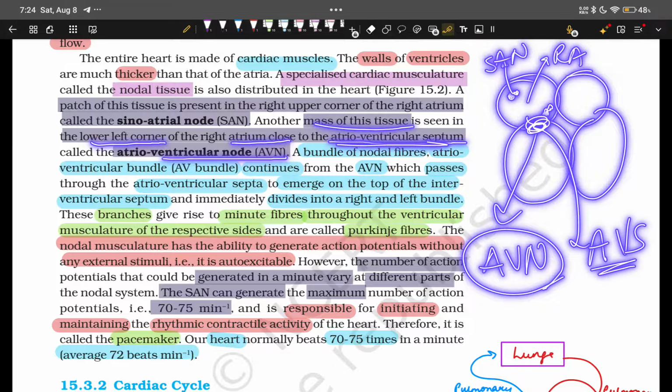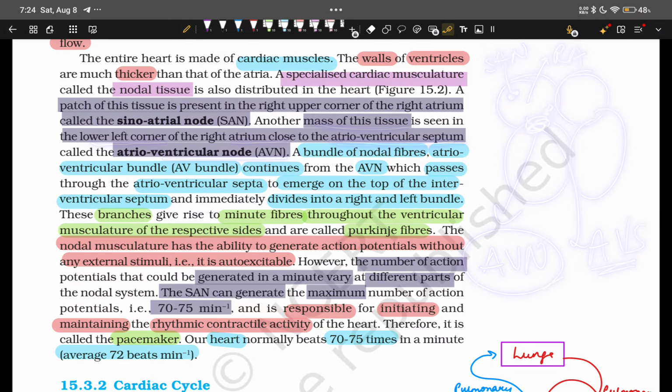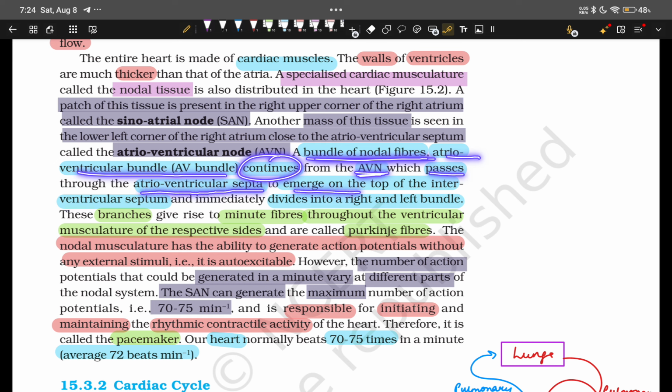You have to understand it's close to the AV septum. Now we have a bundle of nodal fibers, the atrioventricular bundle, continuing from the AV node, which passes through the AV septum and emerges on the top of the interventricular septum. It immediately divides into right and left branches, and these branches then give rise to minute fibers throughout the ventricular musculature to the respective side, and these are called Purkinje fibers.